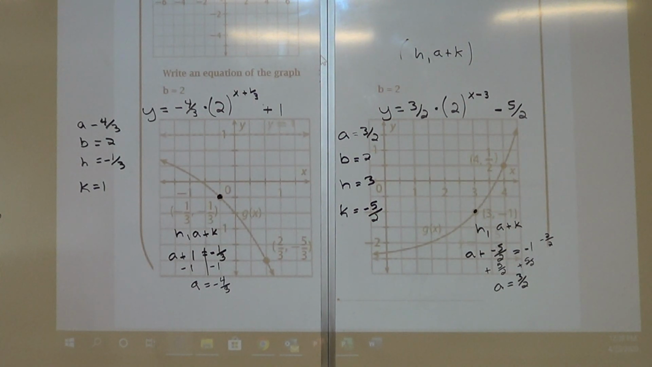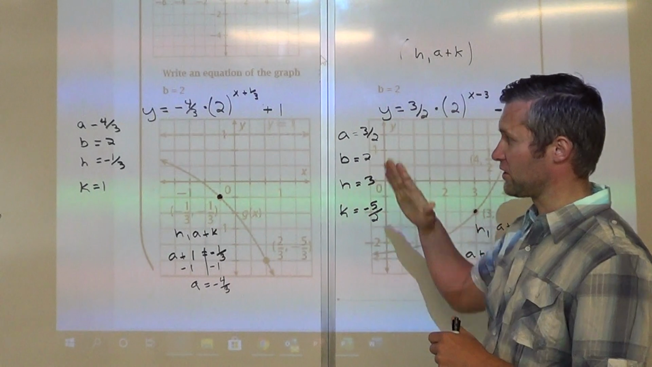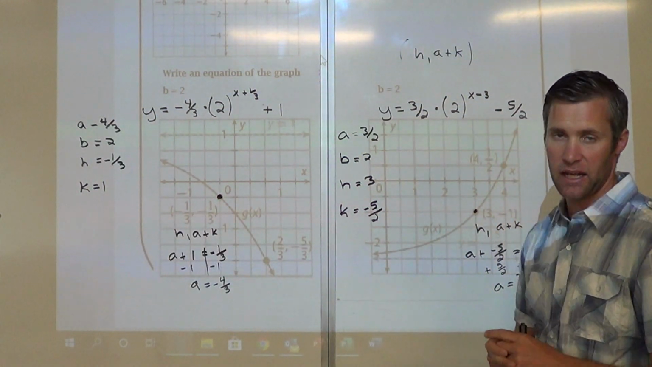So we're going to be writing the equation, and then we're going to be graphing the equation. So again, exponential growth, remember it's a steep curve going up or a steep curve going down. We're going to use A, B, H, and K to graph these.